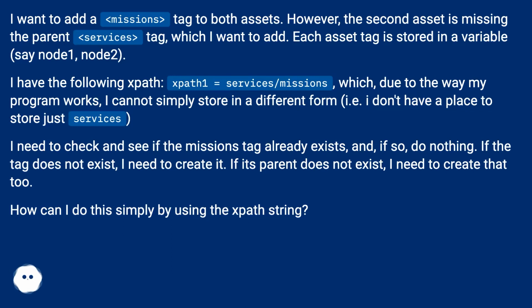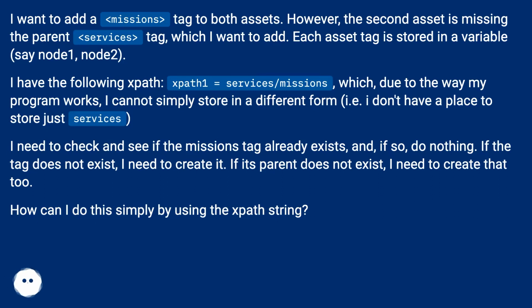Each asset tag is stored in a variable, say node1, node2. I have the following Xpath. Xpath1 equals services/missions, which, due to the way my program works, I cannot simply store in a different form, i.e. I don't have a place to store just services. I need to check and see if the missions tag already exists, and, if so, do nothing.